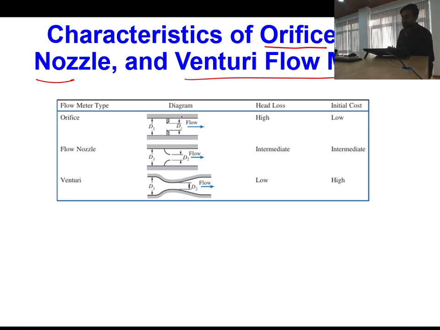In case of orifice type restriction, you have a pipe and then you have some protruded section which is giving some sudden contraction.